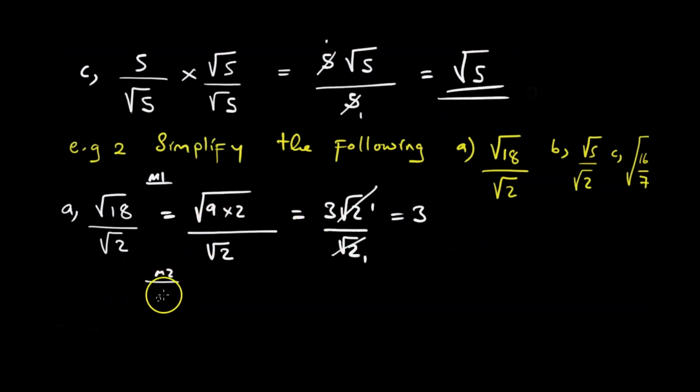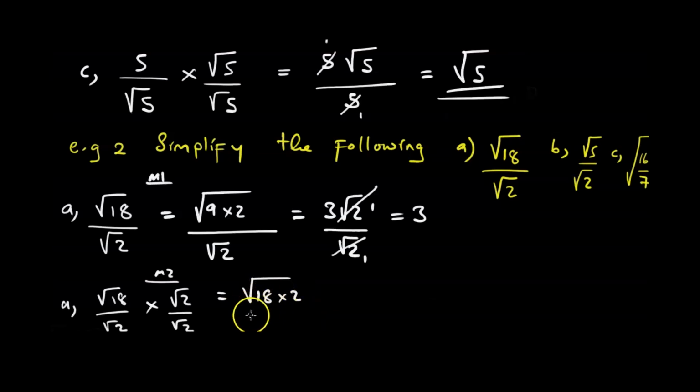Method number 2. Let us say you are a traditionalist. You want to go the traditional route. So here we have the square root of 18 over the square root of 2, and you did not quickly notice it. Let me rationalize, times the square root of 2 over the square root of 2. So this is equal to the square root of 18 times 2 over 2, like this.